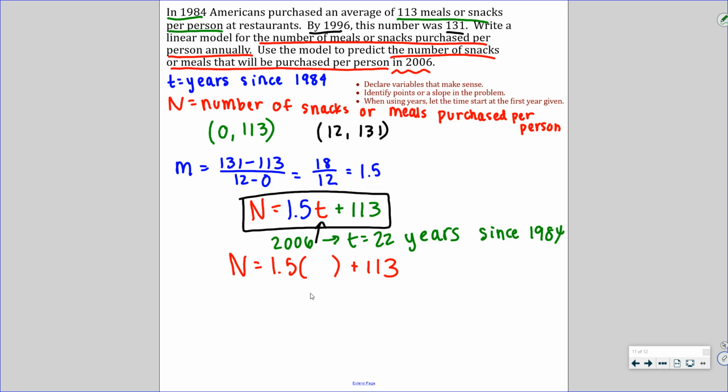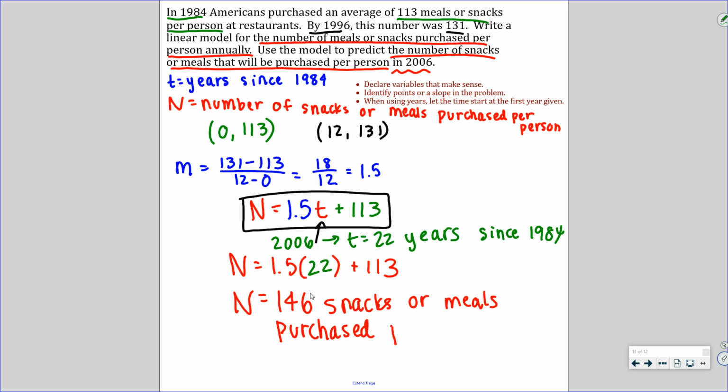And okay, so we're going to plug in 22, not plugging in 2006. Again, this factors in how much it's increasing each year plus the amount we started with in 1984. And I got 146. Now remember, N represents the number of snacks or meals purchased per person. So 146 snacks or meals purchased per person. Okay, there's quite a few word problems on the homework, so you'll get some practice with this.